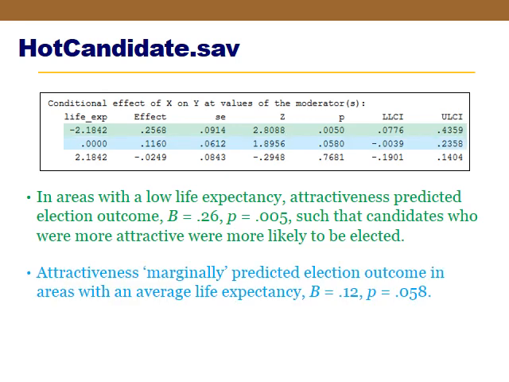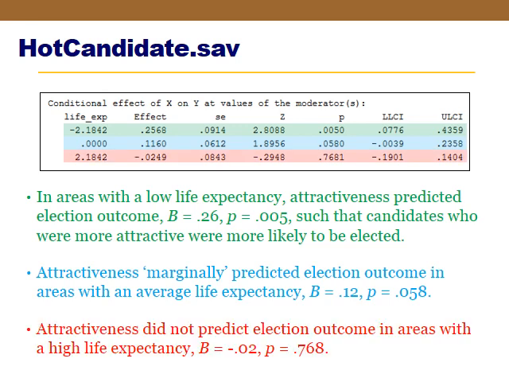In places where the life expectancy was average, there was a marginal relationship. So not a significant one, but you could argue some tendency for attractiveness to predict winning the election. But in places where life expectancy was high, no relationship whatsoever. So there is a relationship between attractiveness and winning a political election, but only in places where the life expectancy was low.